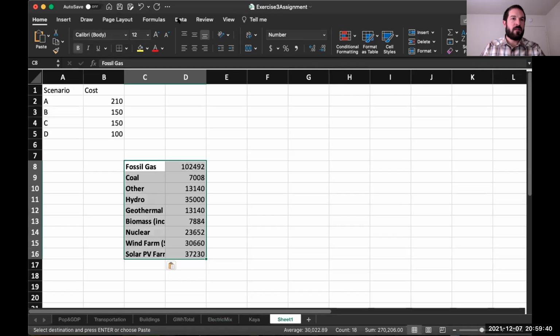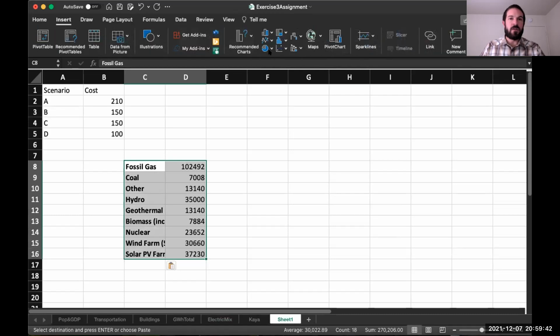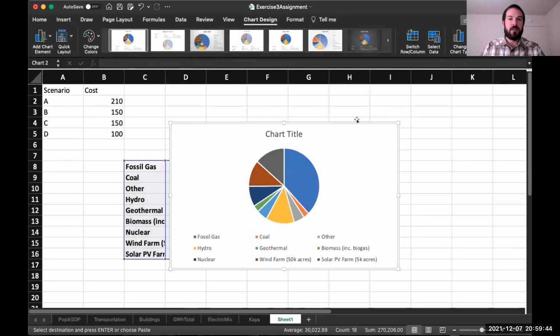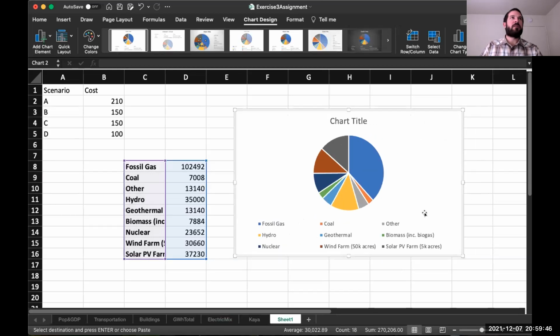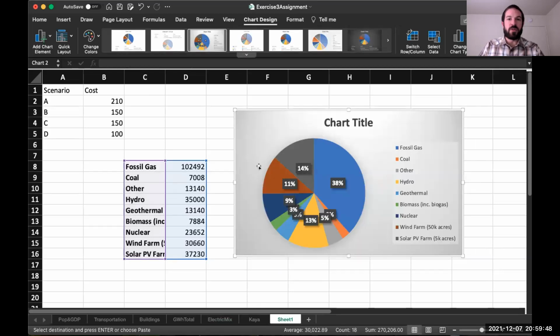Okay. I'm going to go insert a pie chart. There we go. Maybe I want to label the percentages. Boom. All right. So you've built these kinds of charts in the other exercises, right? So I'm just asking you to refresh that and go ahead and do it for this.